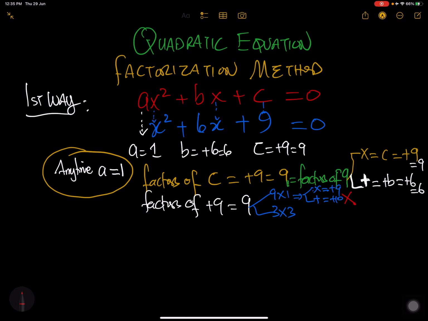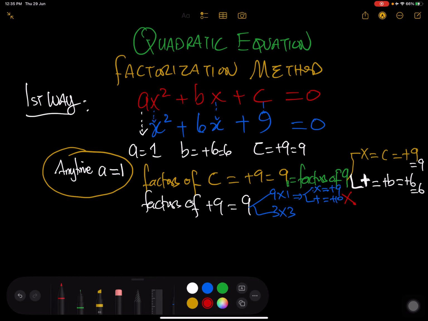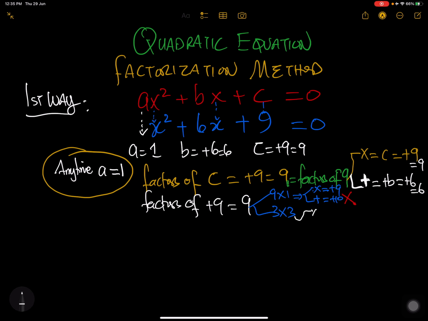However, when we take 3 times 3, when we multiply them together, we get plus 9. And when we add them, do we get plus 6? Yes, 3 plus 3 gives us plus 6. So we can use this. It works. Therefore, the factors of 9 to use are plus 3 and plus 3.